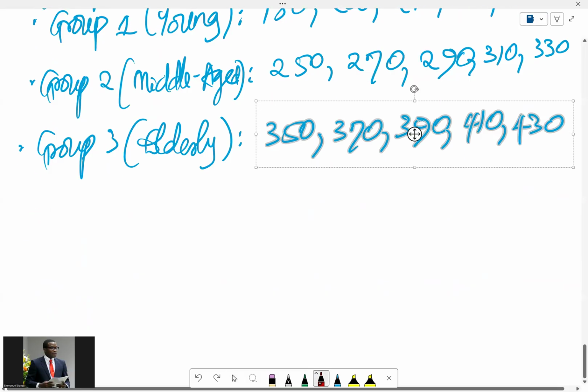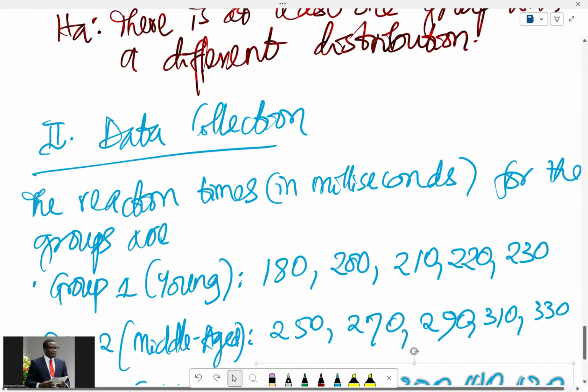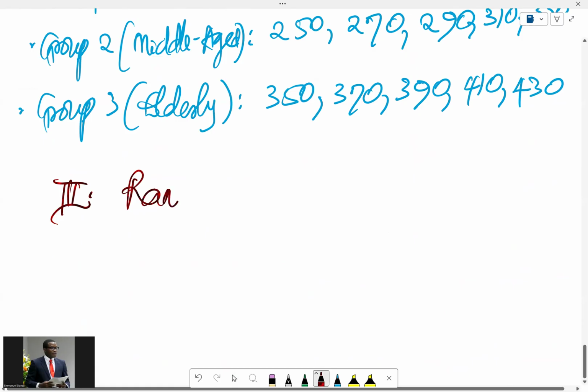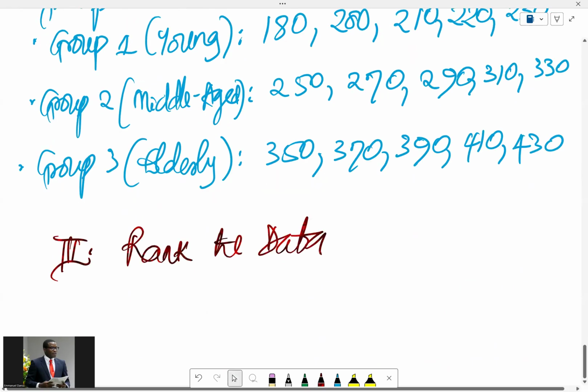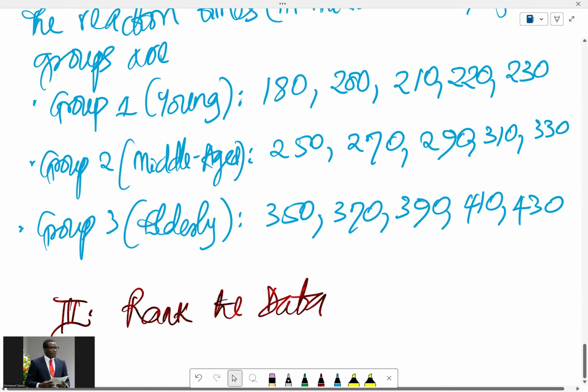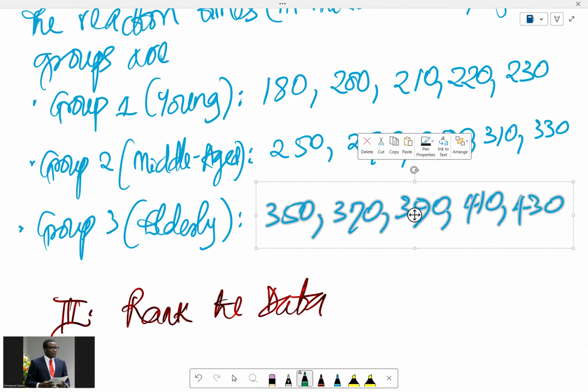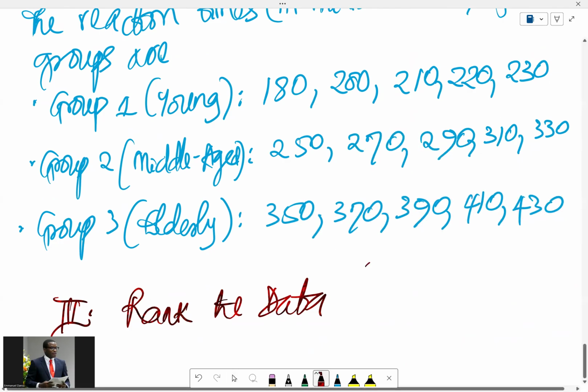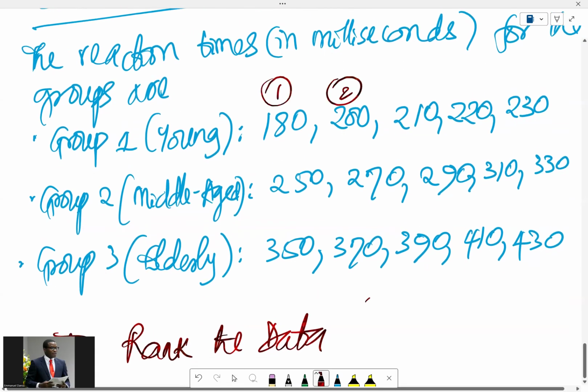Okay, I've not been using a step, it's just the number. So number three now, we want to rank the data. We are ranking across all the groups. So the smallest is 180, that's 1, 2, 3. Interesting, everything follows. But it doesn't have to follow. Whether it follows or not, just rank according to the order.